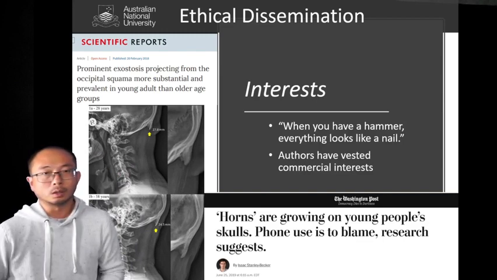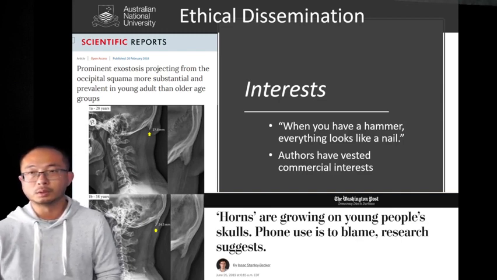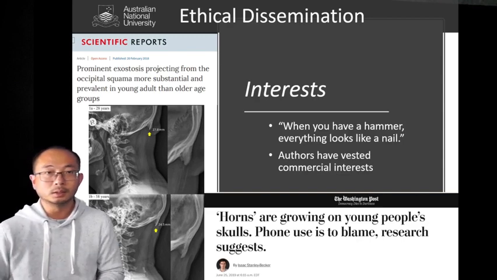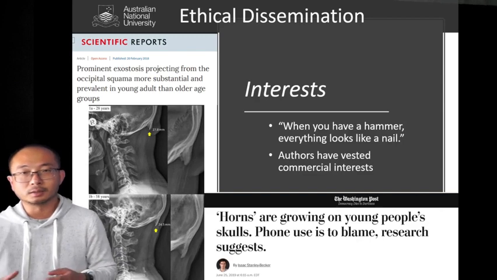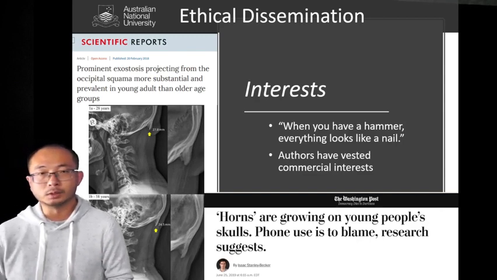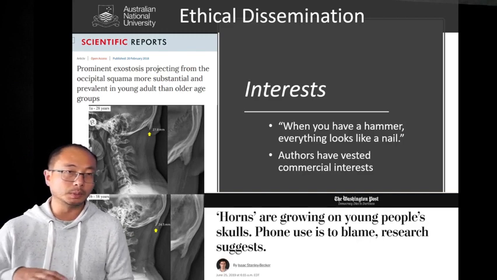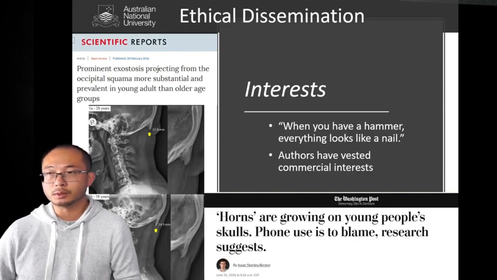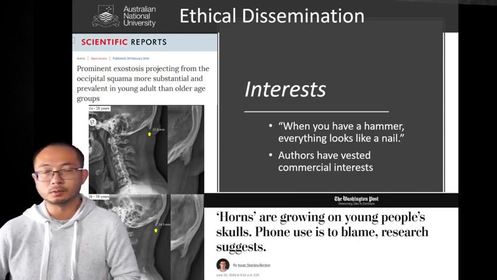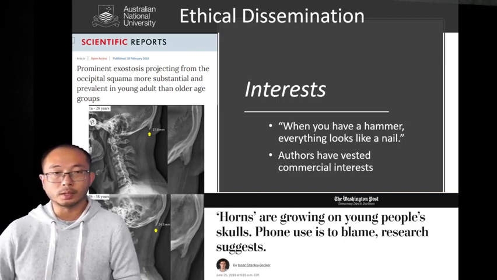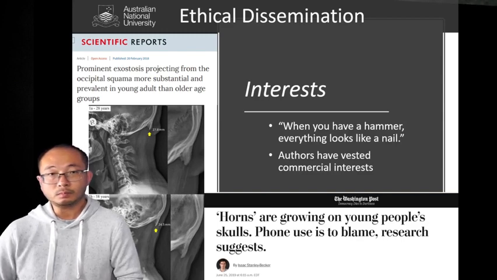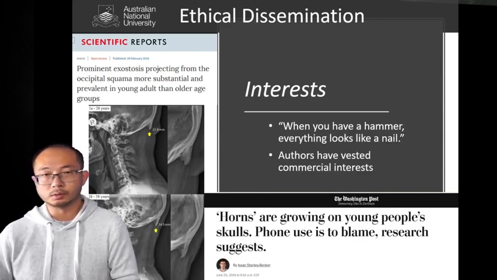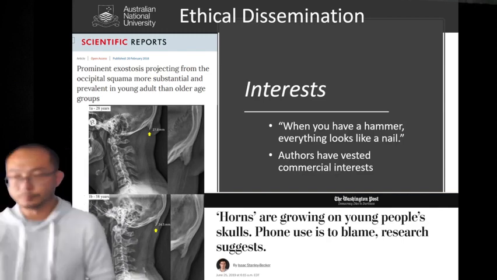So when they somehow stumbled upon X-rays like this, I think it excited them so much that they didn't bother to look for reasons in other fields. They just jumped to the conclusion that it must be from mobile phone use. There's this quote that says when you have a hammer, everything looks like a nail, and so they're trying to sell pillows that improve head and neck performance. Once they found something that looks like an anomaly, they just jumped on it.